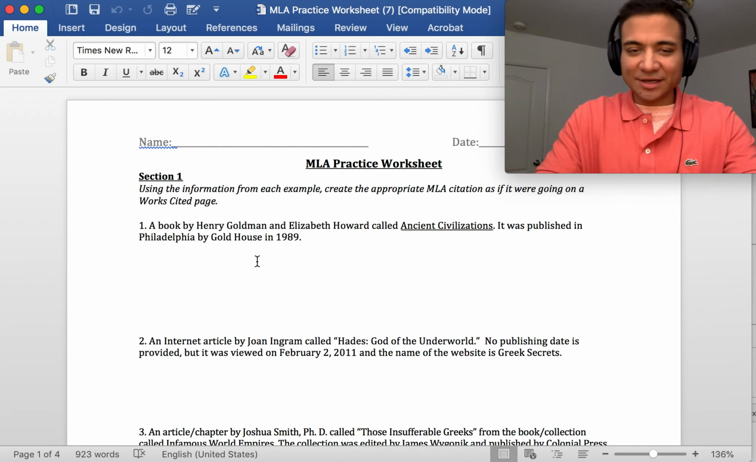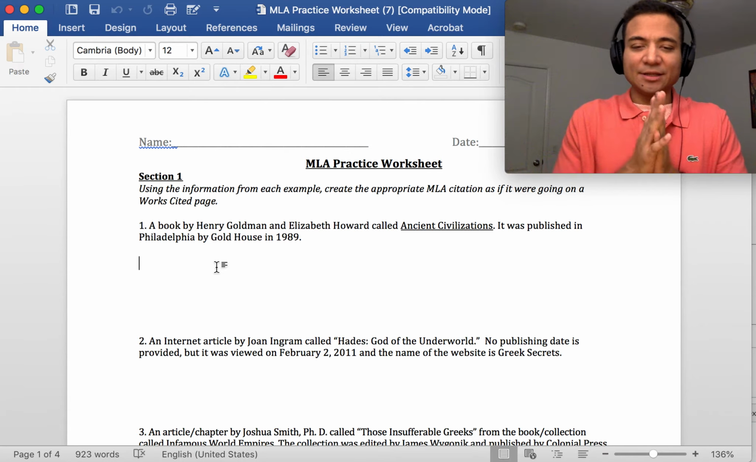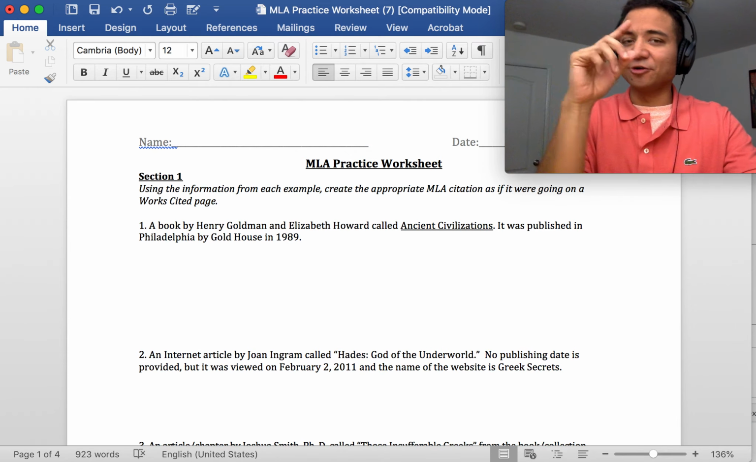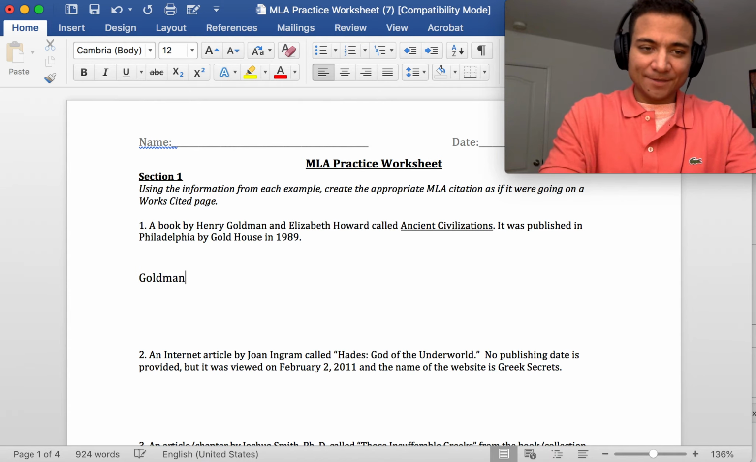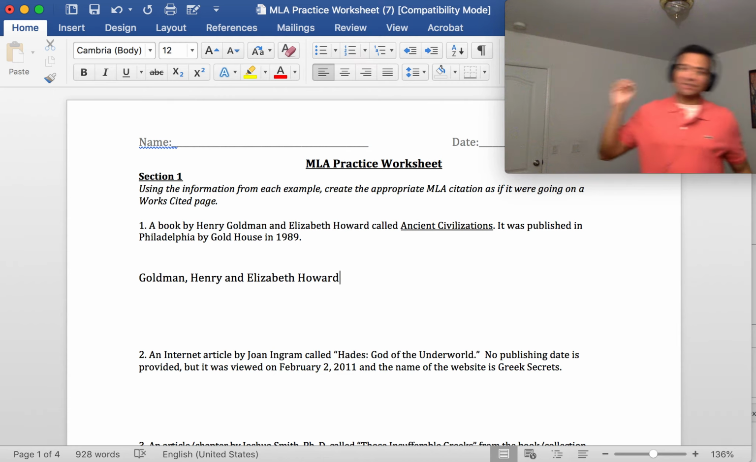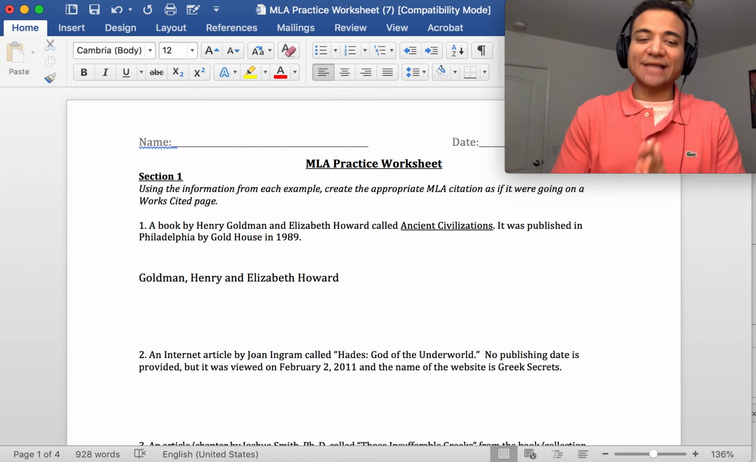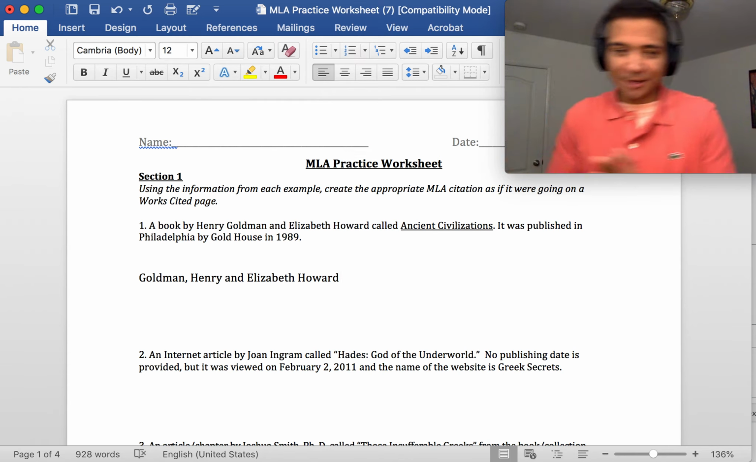All right, so let's go ahead and do the first one. A book by Henry Goldman and Elizabeth Howard. We have two authors. Let's start with our first author. Authors, remember, do we write Henry Goldman or do we write Goldman Henry? Second one, right? Goldman, comma, Henry, and Elizabeth Howard. Okay, we learned about using periods and commas. Remember that you only use periods after the author and after the source title, right?